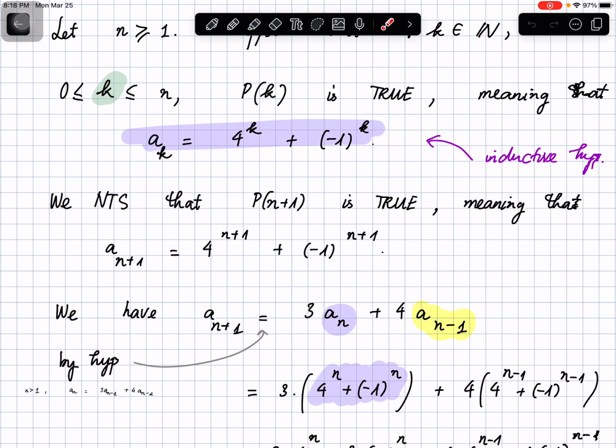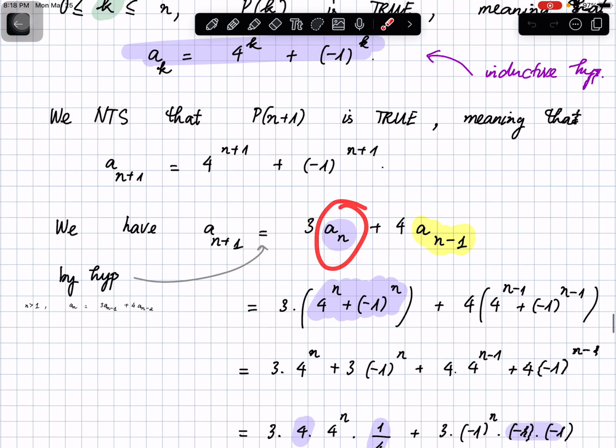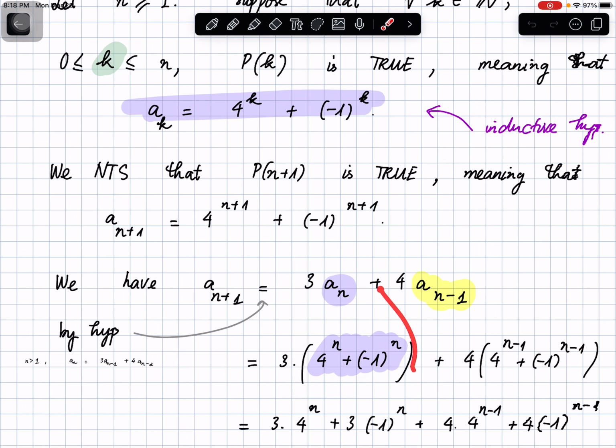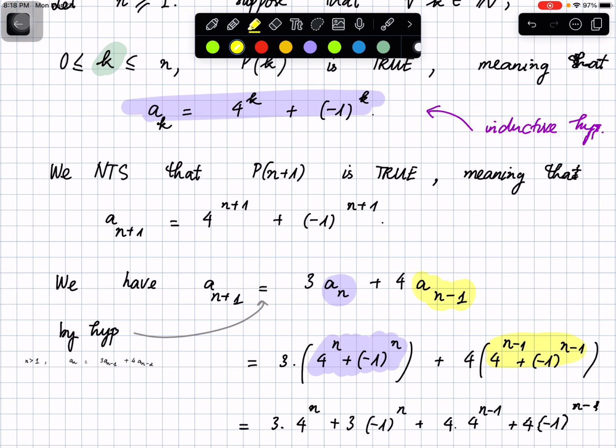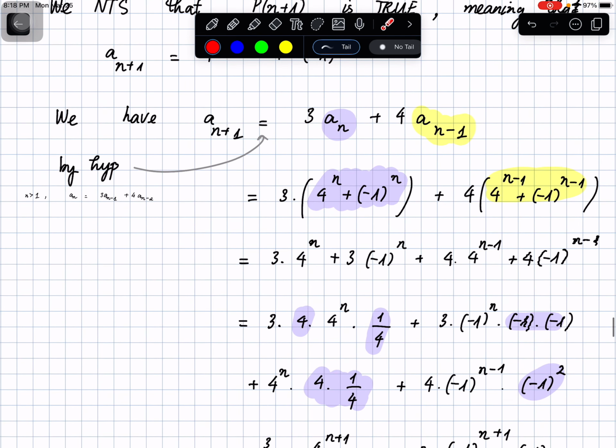So it must be true for n, and it must be true for n minus 1. Okay, so P of n says that a sub n equals 4 to the n plus minus 1 to the n. This is by inductive hypothesis in case of n, right? And by inductive hypothesis for n minus 1, we know that a sub n minus 1 equals 4 to the n minus 1 plus minus 1 to the n minus 1. This is true in this case, k equals n minus 1. Okay, now we only need to do the computation.